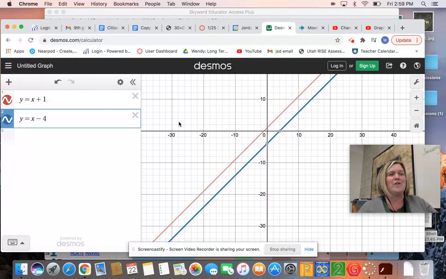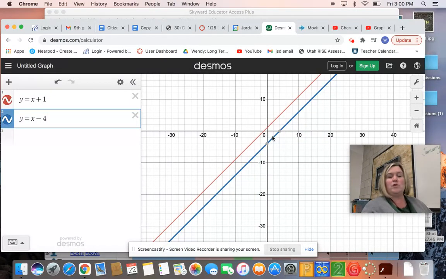So if your slope is exactly the same, we're going to have two parallel lines. You can see that right there. Those are parallel lines. That means that they're not going to intersect at any point. So that means number one would be no solution. So go ahead and write no solution for number one.